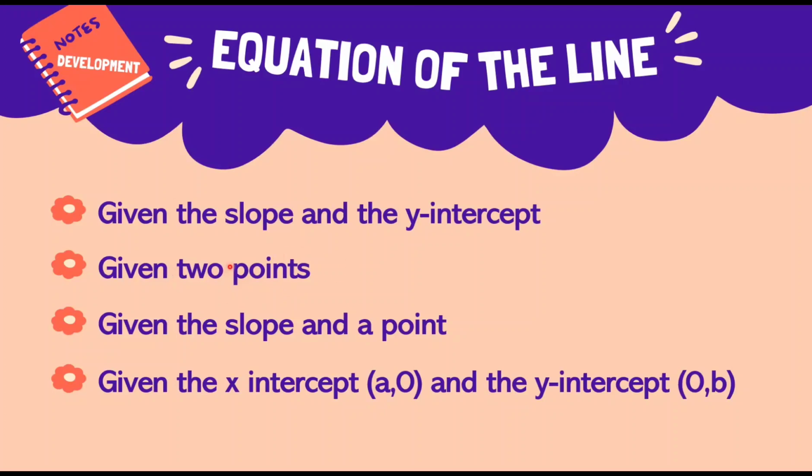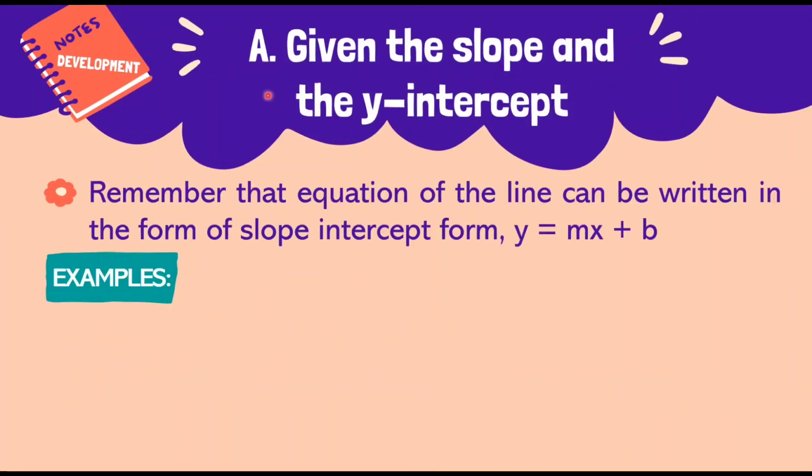Aside from that, you can find the equation of the line given the slope and the y-intercept. So, given 2 points, given the slope and a point, and given the x-intercept (a, 0) and the y-intercept (0, b). So, we will discuss it one by one in order for you to easily craft or construct the equation of the line. Let us start with the first one, given the slope and the y-intercept.